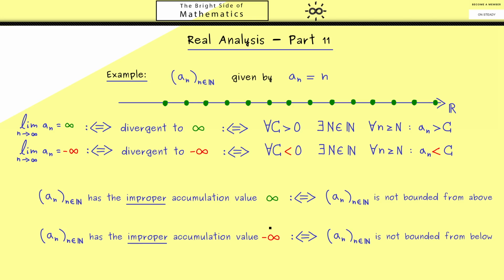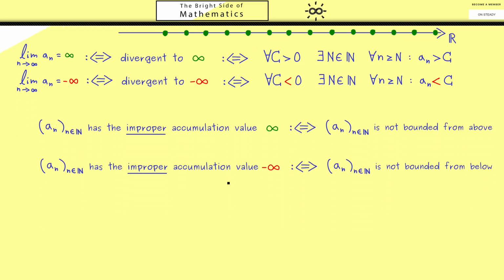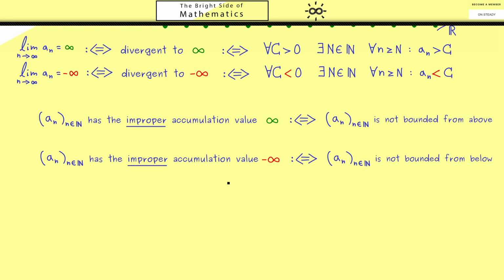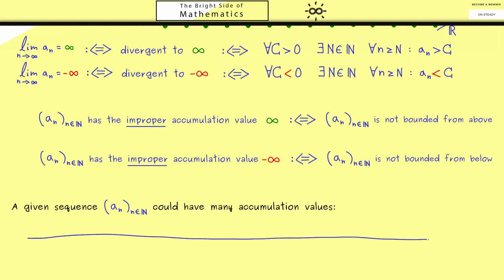Now, this is a very nice definition because it tells us, together with the Bolzano-Weierstrass theorem, that any sequence that has no accumulation values has at least one improper one. And that's what we can use to be able to talk about the smallest or largest accumulation value we can have. For this, keep in mind that a given sequence a_n could have many different accumulation values.